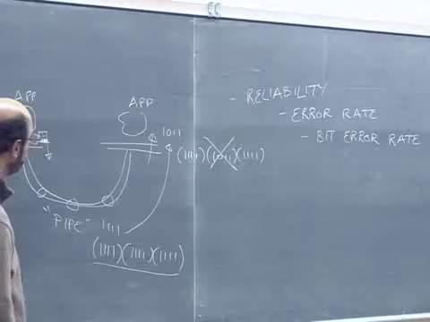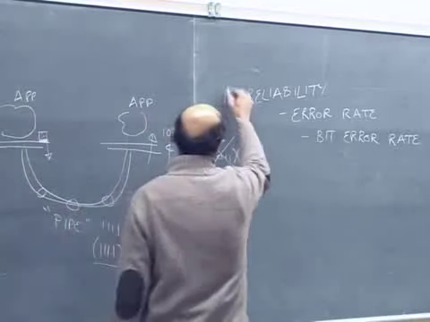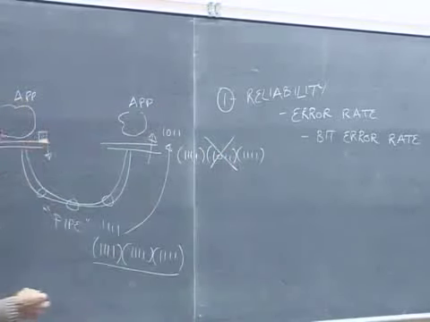Just point out this is what people do. So that's one property of the link. Clearly it is error rate. It's a bit error rate.